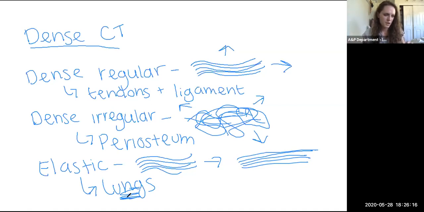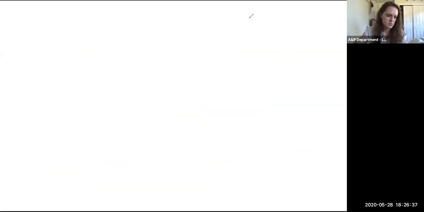Okay. Questions with that? Are we doing good on connective tissue? Good? Okay. Our next type of connective tissue, I guess I lied and said epithelial was the one with the most. Probably connective tissue is the one with the most.